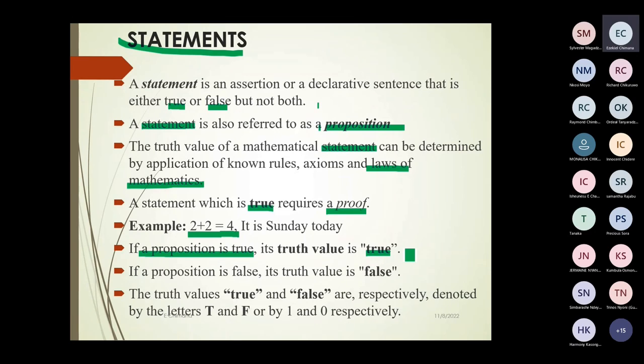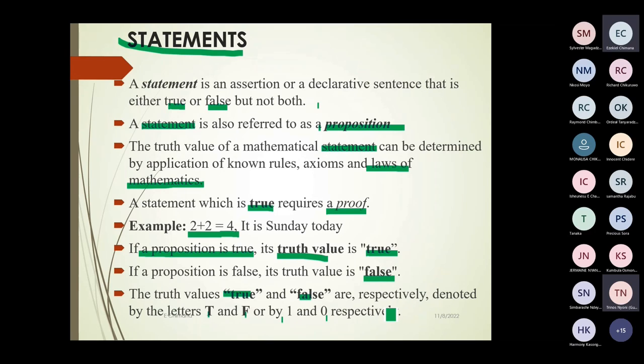In Boolean algebra, you can use a 1 for true and 0 for false. But here we are just saying, let's use true for the truth value of our proposition if it is true. So if our proposition is true, the truth value will be true. If a proposition is false, its truth value is false. So the truth values true and false are respectively denoted by the letters T and F, or by 1 or 0 respectively.